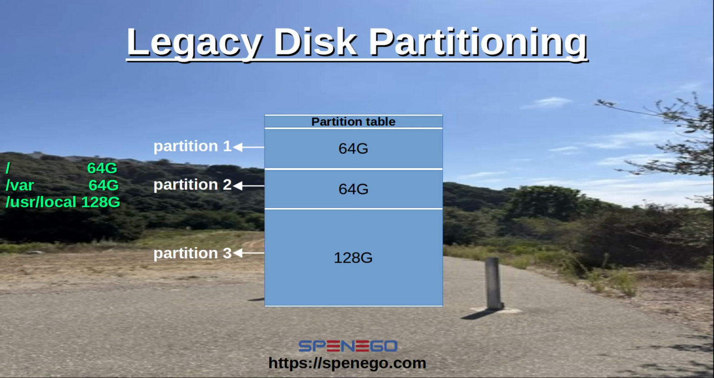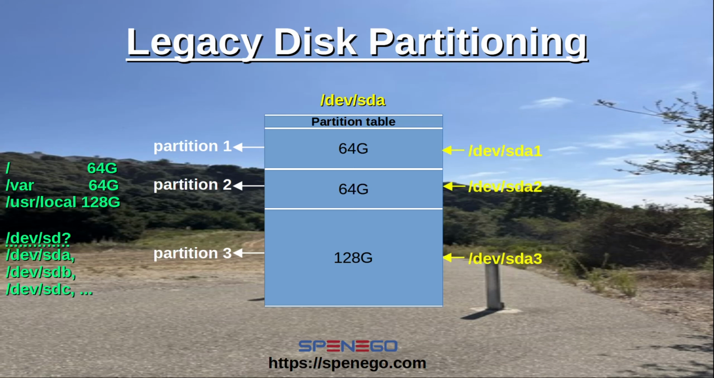In Linux, the raw disks are accessible using the /dev/sd? handle. The first disk is /dev/sda, the second disk is /dev/sdb, and the third disk is /dev/sdc, etc. In the illustration shown here, assume this is the disk /dev/sda. Then the three partitions will be visible to Linux as /dev/sda1, /dev/sda2, and /dev/sda3.